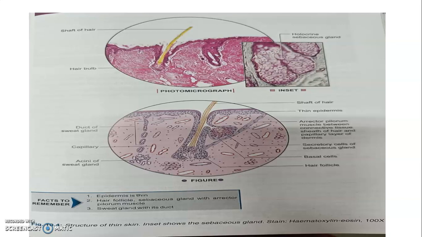The apocrine glands are located chiefly in the axilla. These are the larger sweat glands. They produce viscous secretions.